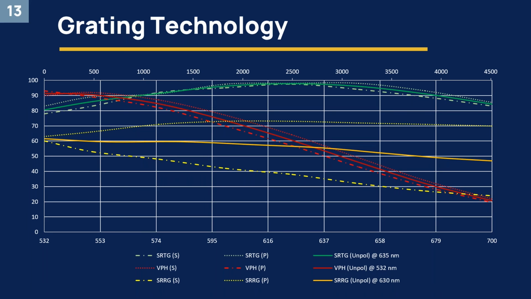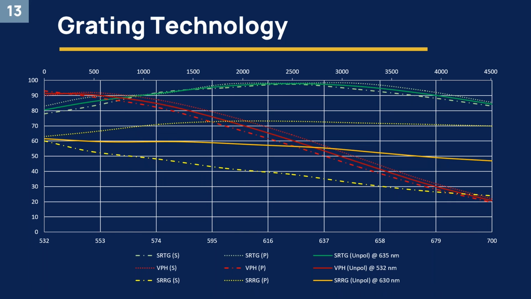As a rule of thumb, we say that the bandwidth can be around 12% of the central wavelength. So if you have something where the central wavelength was at 1000 nanometers, you would have a bandwidth above 80% efficiency of around 120 nanometers. That's just the rule of thumb.